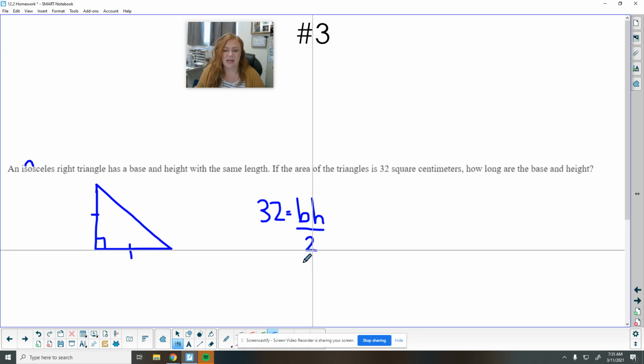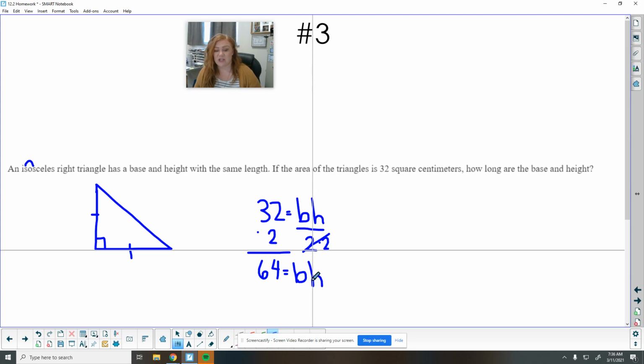So let's start and get rid of this divide by 2. So the opposite of divide by 2 is to times by 2 on both sides. So this cancels out. So 2 times 2 is 4. 2 times 3 is 6. So we're left with 64 equals BH.